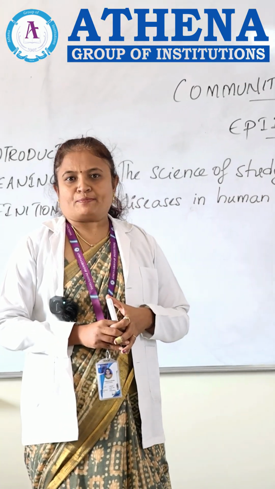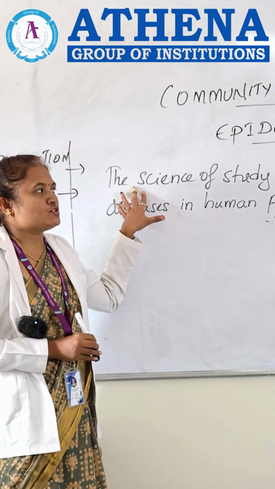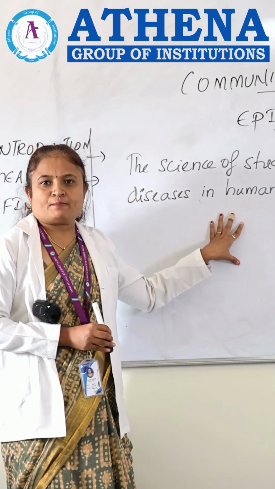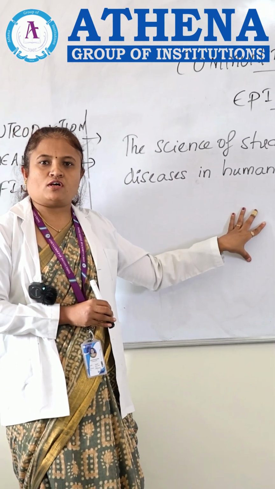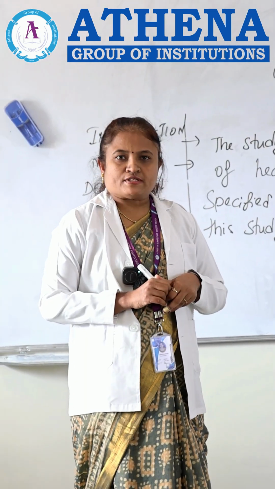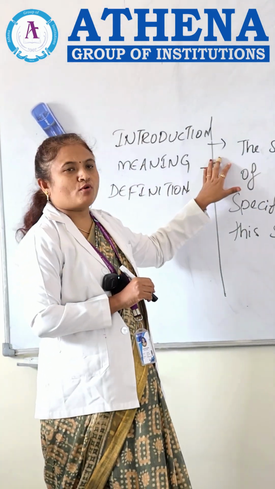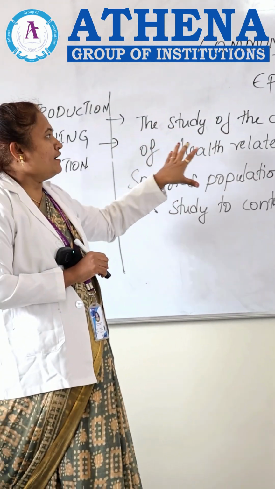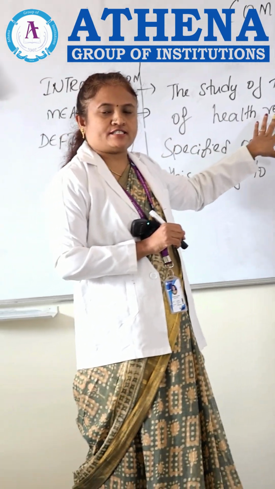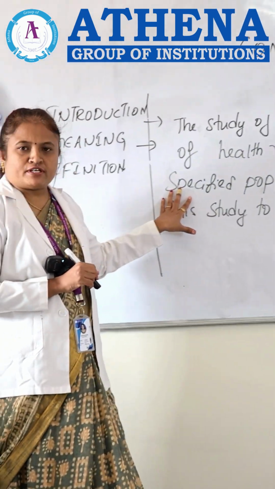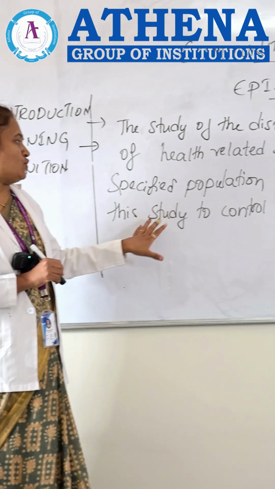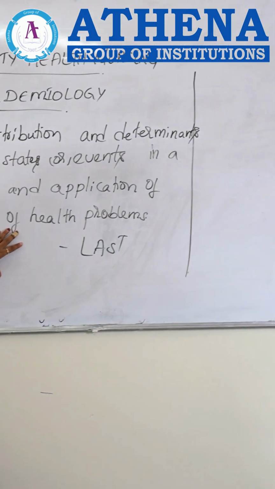Next we will see the definition of epidemiology. Epidemiology is the science of the study of diseases in the human population, which is given by an author called Trushfield. We will see one more definition. Epidemiology is the study of distribution and determinants of health related states or events in a specific population, and the application of this study to control the health problem.